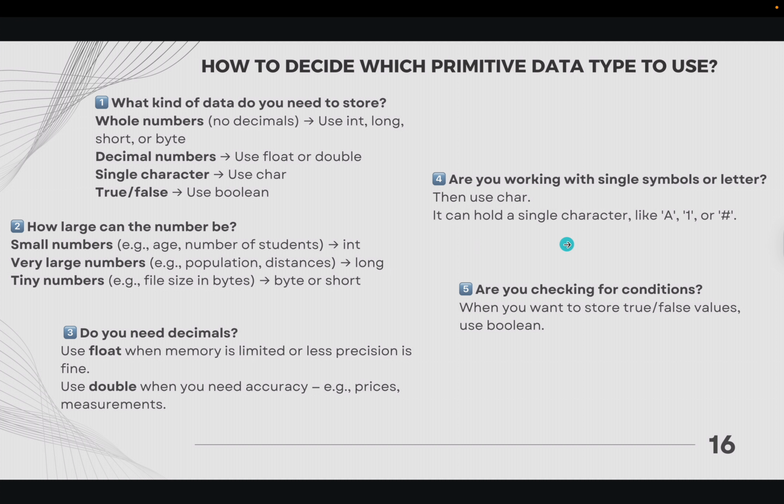Number four, are you working with single symbols or letters? Then use char. If you hold a single character like A, 1, or hash, you can use the char data type. And number five, are you checking for conditions? When you want to store true or false values, use boolean. For example, boolean isJavaFun equals true, or boolean isRaining equals false.